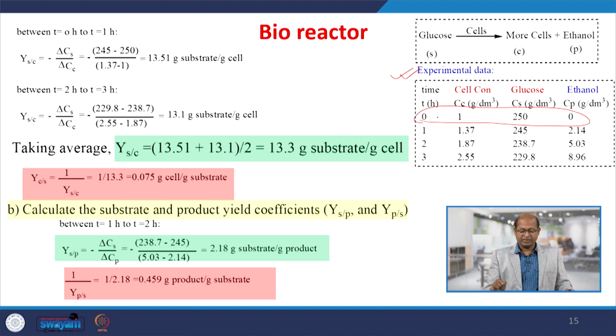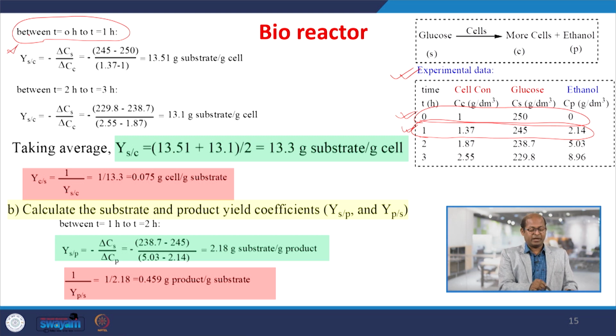So, these are the experimental data for 0 hour, 0 to 1 hour. If you see 0 hour and 1 hour, these are the data we have. So, YSC equals minus delta Cs by delta Cc. Here minus is there, delta Cs equals the substrate concentration change. This is the substrate 250 to 245, and concentration of the cells 1 to 1.37. So, that way you can write YSC, that is the yield of the substrate per unit cells, equals 13.51 gram substrate that is consumed per gram of the cells.